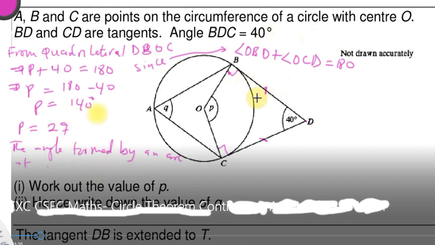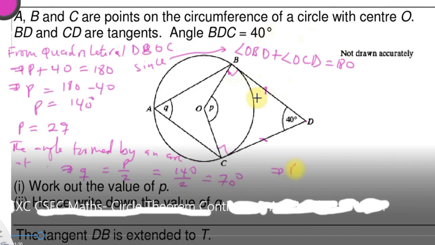So this is it. We are looking for Q. So this implies that Q is equal to what? Divide through by 2, P over 2, which is equal to what? P is 140. So 140 over 2, you get 70 degrees. Have you seen?